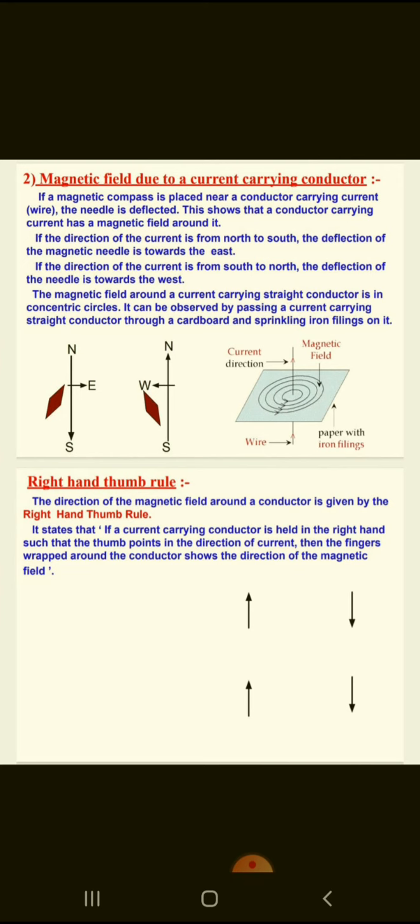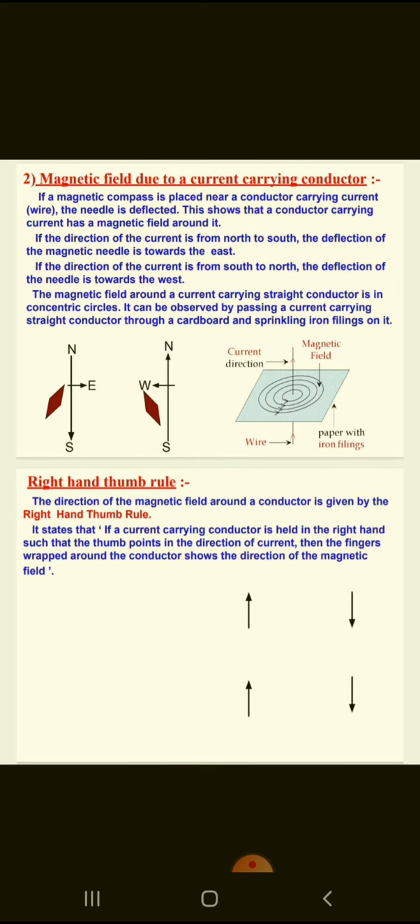If we place a magnetic compass near a conductor carrying current, the needle is deflected. We all know that the needle will deflect. I had discussed a little bit about that in the previous class also. The direction of that compass needle will show the direction of the magnetic field.